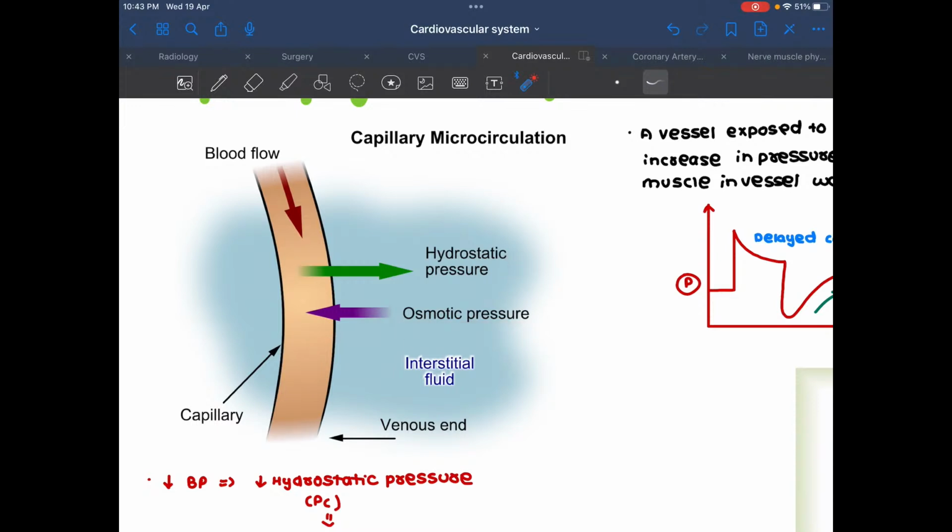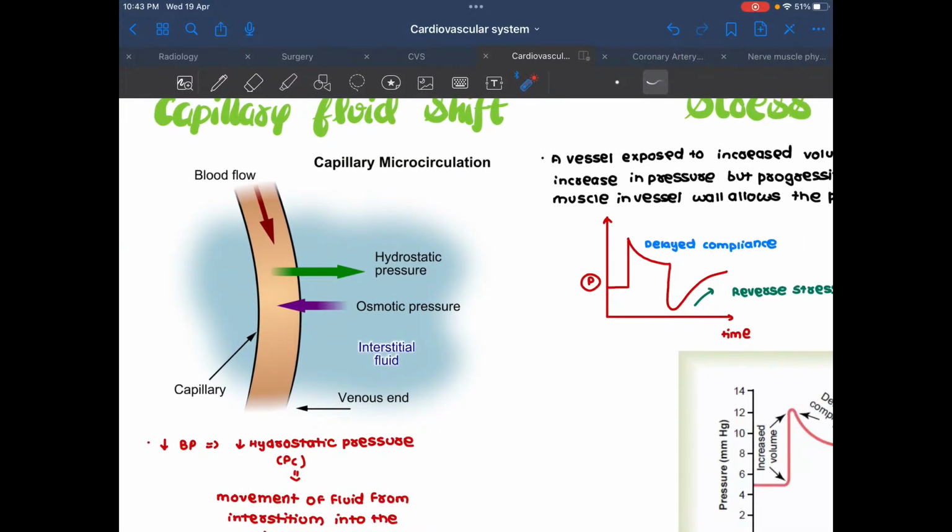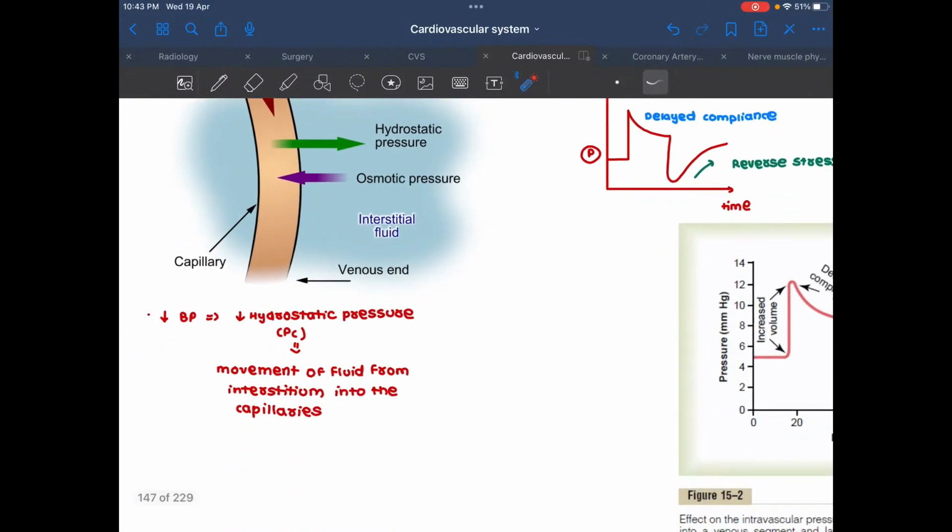And now instead of filtration, we're going to have reabsorption of fluid. That's the main thing. That's known as a capillary fluid shift. It's an intermediate regulation of your blood pressure. So whenever the BP decreases, the decrease in hydrostatic pressure causes movement of fluid from the interstitium into the capillaries. And that's going to increase the blood volume. That might restore your blood pressure. That's what we're going for.